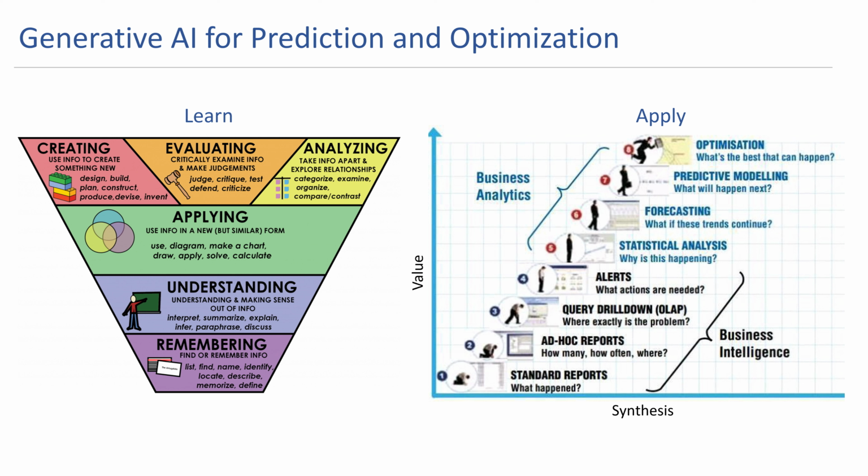And get past some of the lower level, like standard reports, ad hoc reports, query drill down, or alerts. So we get up to these higher levels of generating business value with increased synthesis. And I'd suggest that generative AI can help us do that more effectively.